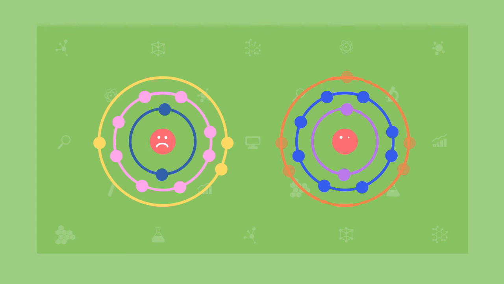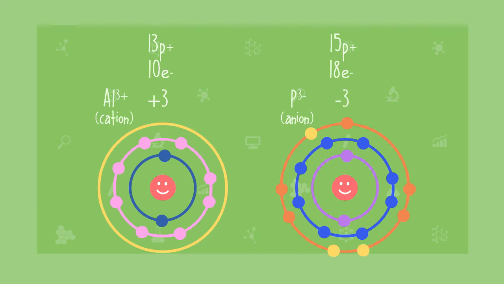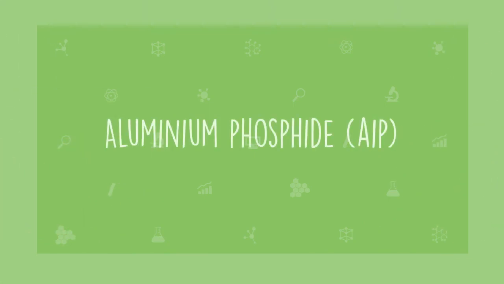So because of the octet rule, aluminium wants to give away 3 electrons and phosphorus wants to gain 3 electrons. And very conveniently, it can get these electrons from aluminium. So aluminium now has 13 protons and 10 electrons. This makes it a cation with a charge of +3. And phosphorus has 15 protons and 18 electrons. This makes it an anion with a charge of -3. And these 2 atoms bond together to form an ionic compound called aluminium phosphide. Well done if you figured that out.